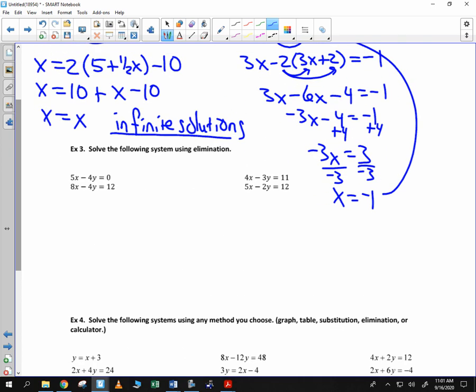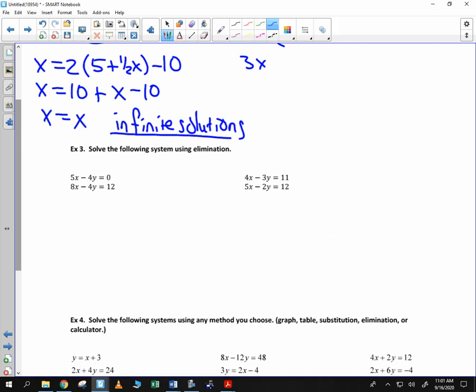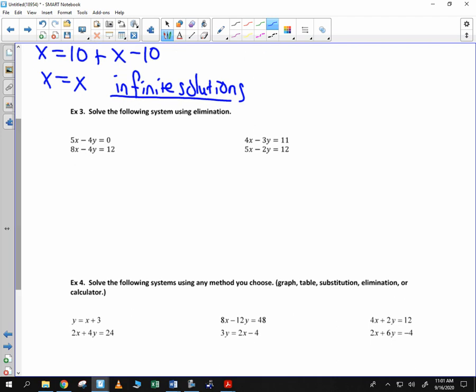Now it says solve the following by using elimination. Elimination is a lot of times people's favorite. For example, you can either add or subtract a group to get something to cancel. And you can also multiply through by something. Look at this first example.